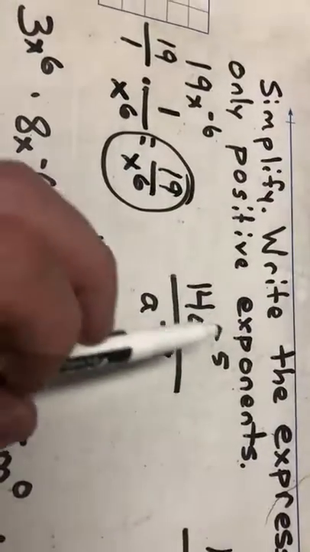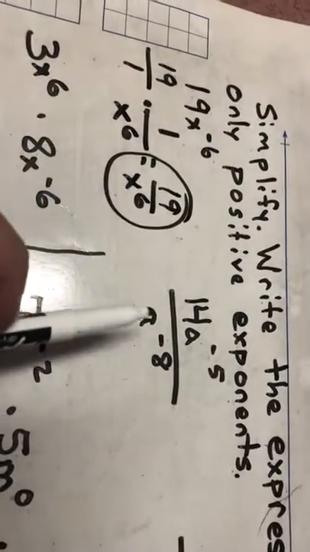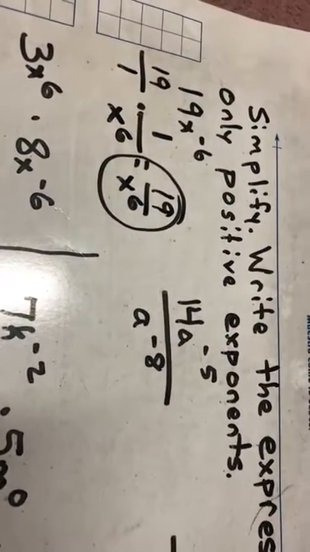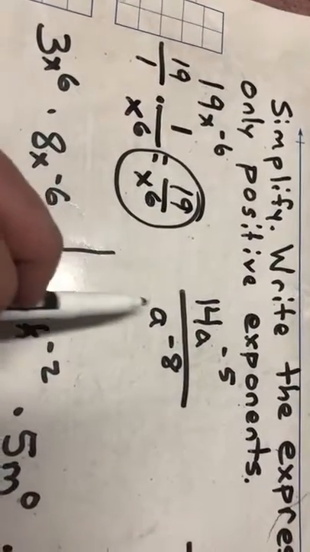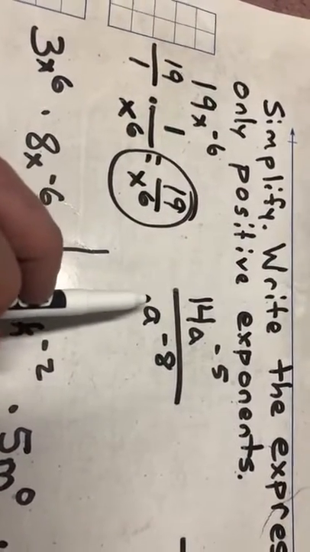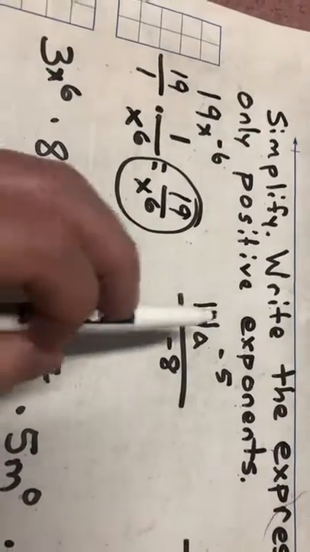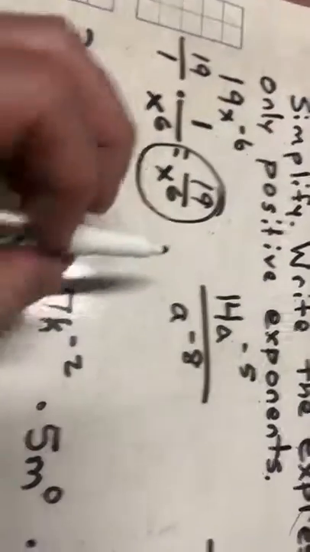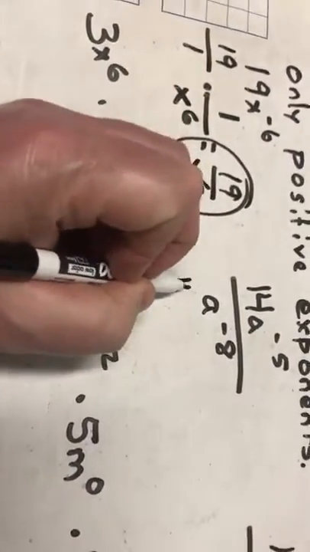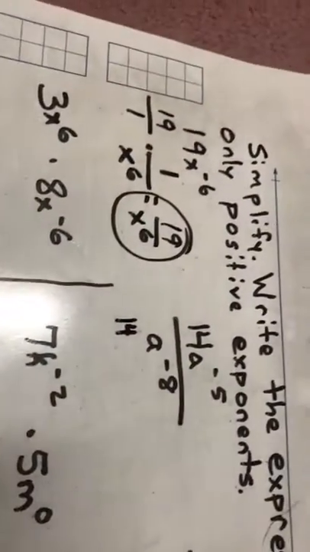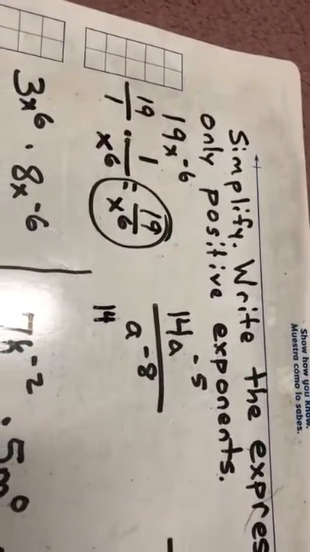Here I have 14a to the power of negative 5 divided by a to the power of negative 8. Well, if I was to envision a number here, there'd be a 1. We don't put a 1 in front of a variable, so I'm kind of thinking 14 divided by 1, and well, 14 divided by 1 is 14. So 14 is somehow going to be part of my answer.